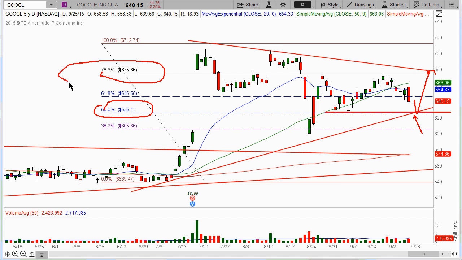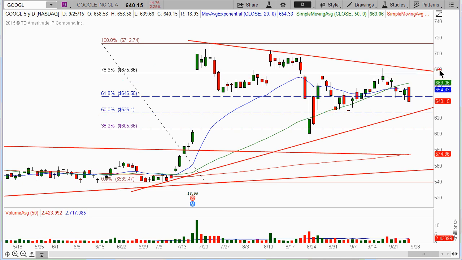See this 78.6, somewhere around 675, which is also a little bit of resistance here. All right, and I've got a little bit of confluence with this trend line on this triangle here. So we're going to have to watch that 680. The key points to watch right now are somewhere around this 626 and the 680.